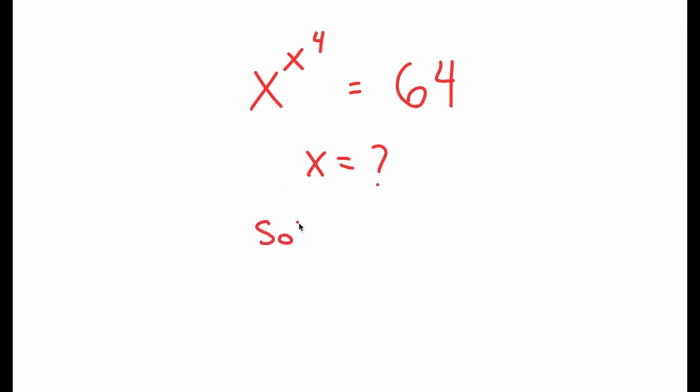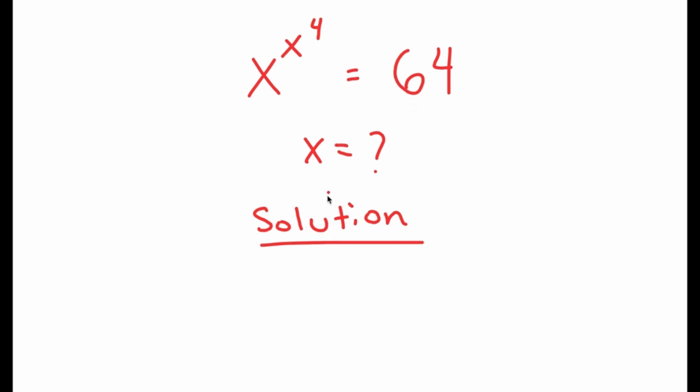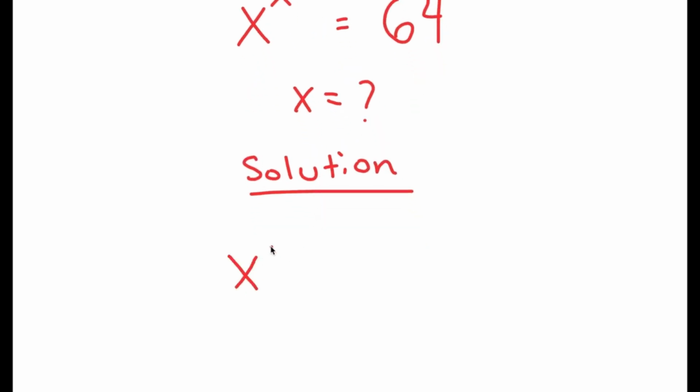Alright, so in this video, I'm going to solve the equation x to the power of x to the power of 4 is equal to 64. The variable I want to find the value of in this equation is x. For my solution, I'm going to first start by taking the power of 4 on both sides. So I get x to the power of x to the power of 4 to the power of 4 is equal to 64 to the power of 4.